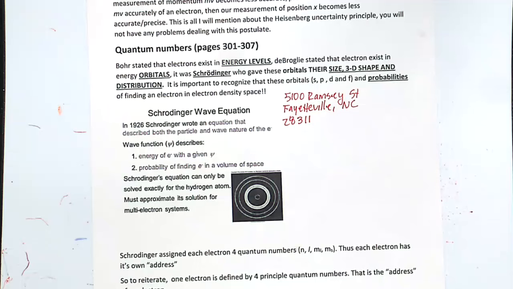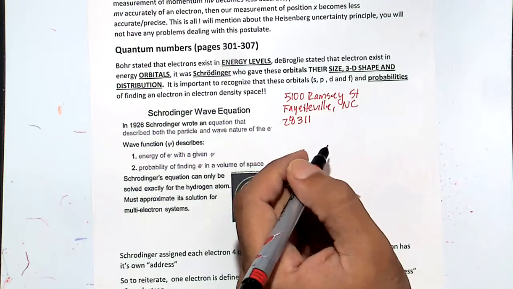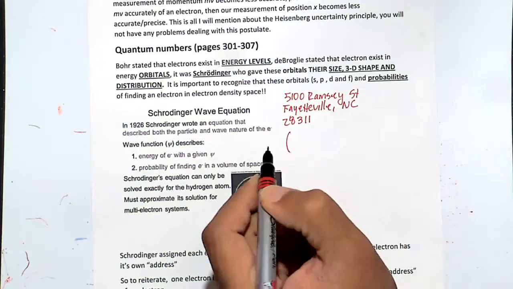So here's an address, which just so happens to be the address of our school, right? And I want to ask you guys a question: can you give me four items that summarize this address? Four things, four categories for this address.